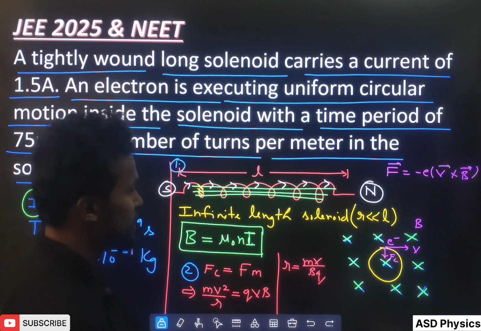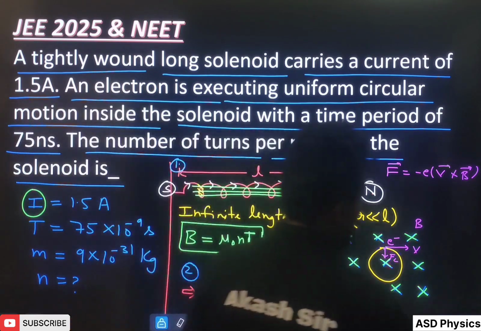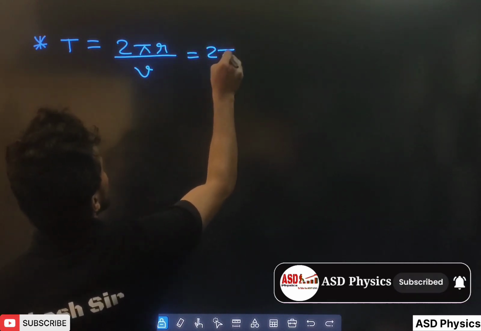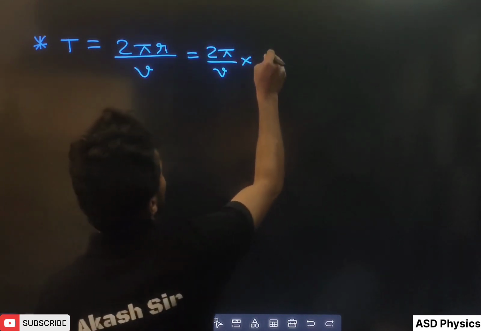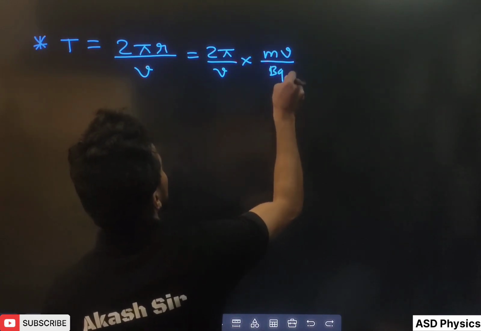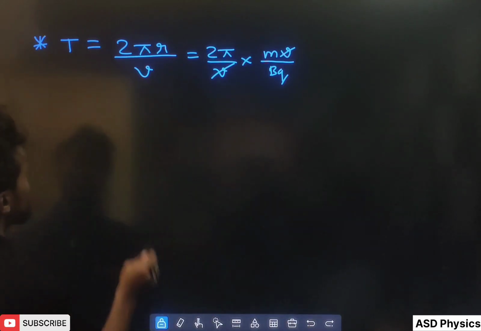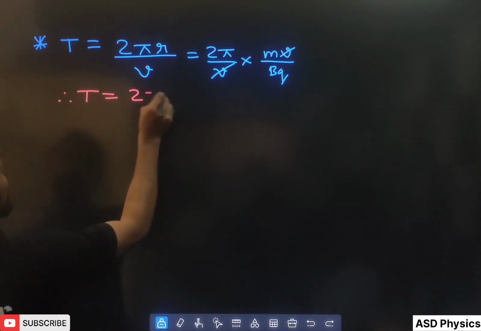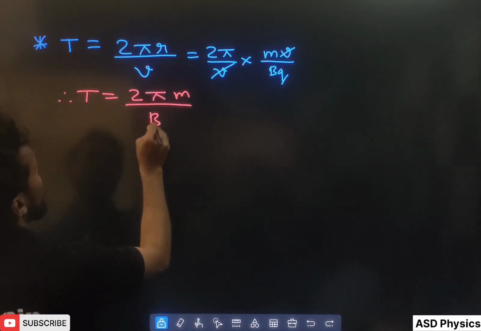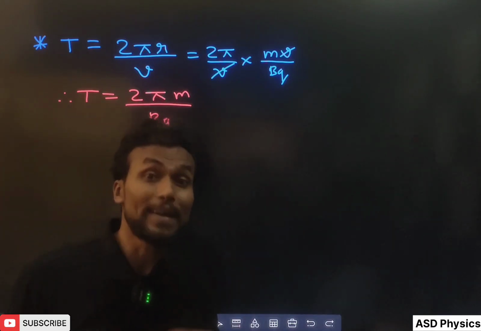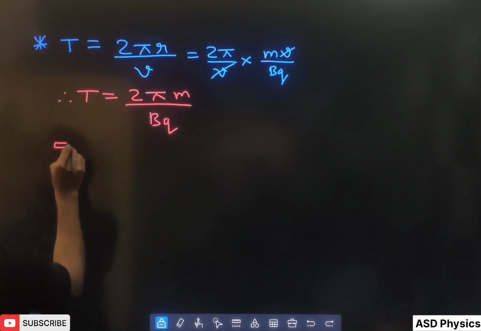After that, students, if they are talking about the time period: for one revolution the time period T equals 2 pi r by v, and r is given by mv by BQ. The v cancels out. I could write this formula directly, but I want you to understand. So T equals 2 pi m by BQ, and remember that this time period is independent of the speed. After that we'll go further.